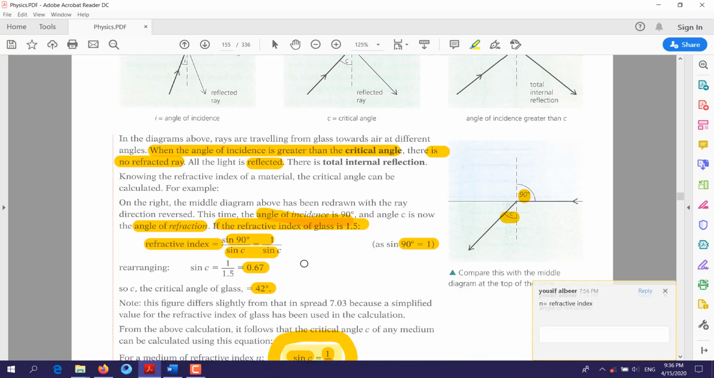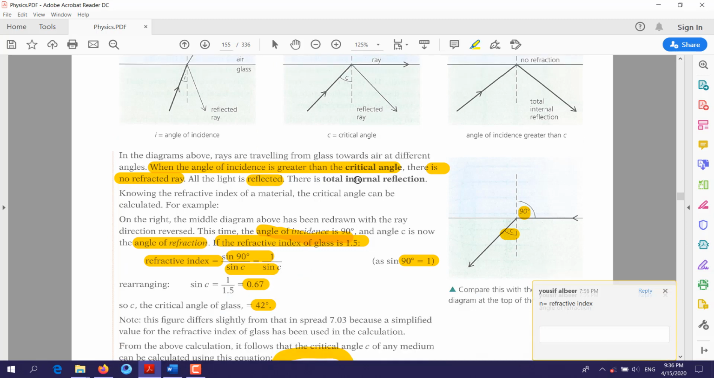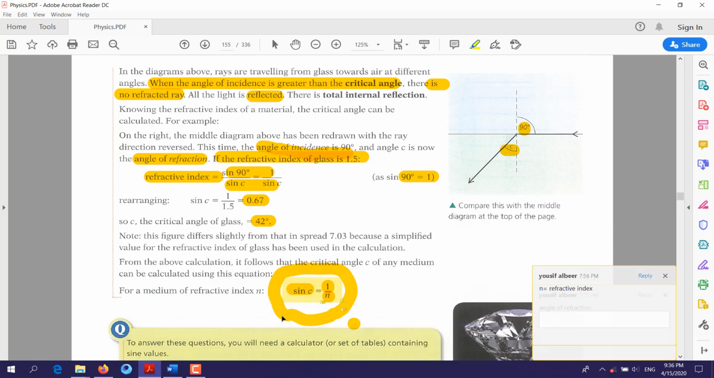To calculate the critical angle, we will use this formula. This is the main formula: the refractive index equals 1 over sine C, where sine C relates to the angle of refraction, which is sine of 90.